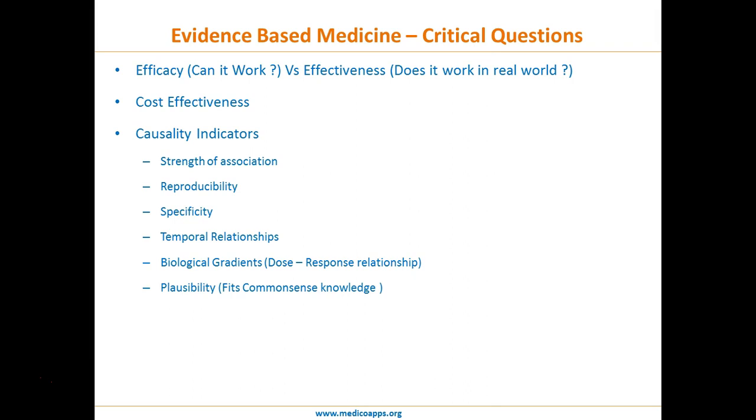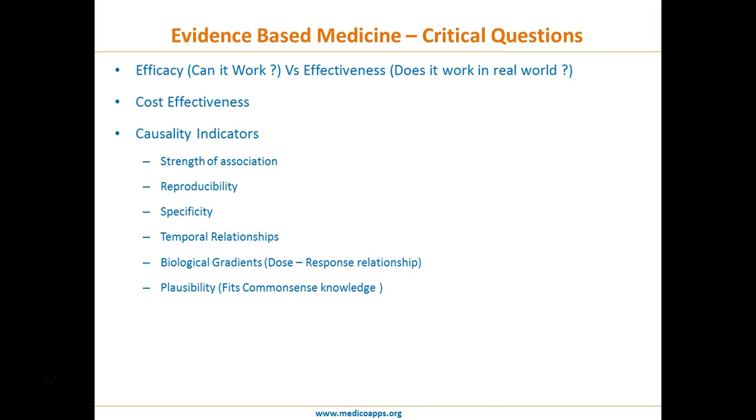Then reproducibility, which means in every experiment if the same kind of result is produced. Specificity, which means that if one changes, then only the other changes. Temporal relationship, which means time relationship between various parameters. Biological gradient or dose response relationship. Suppose we want to measure that, okay, with the increasing dose, the effect of that medicine is increasing, or with decreasing dose, the effect of that medicine is decreasing, then we can say that the effect is because of the medicine. And plausibility, which means that it fits common knowledge.